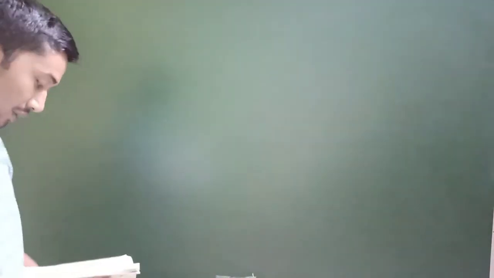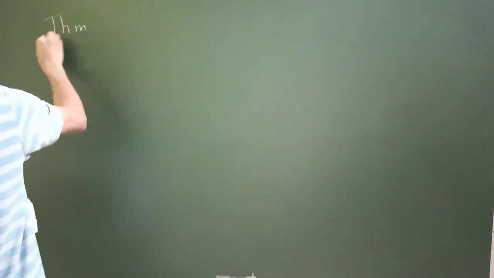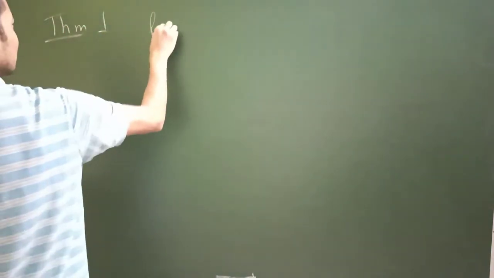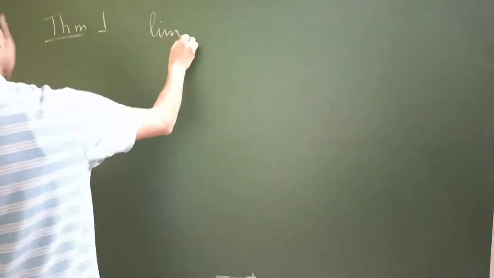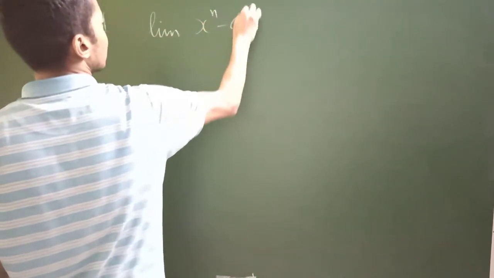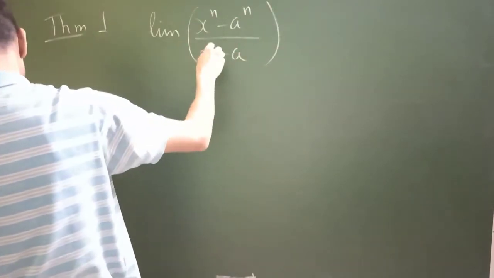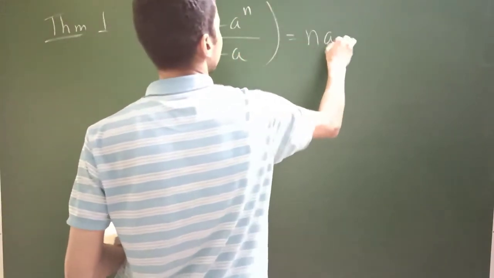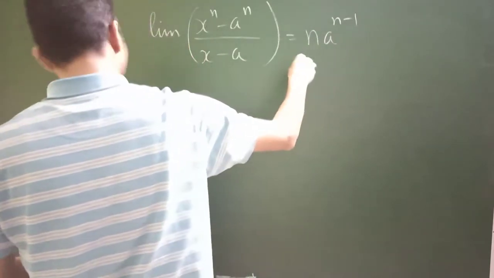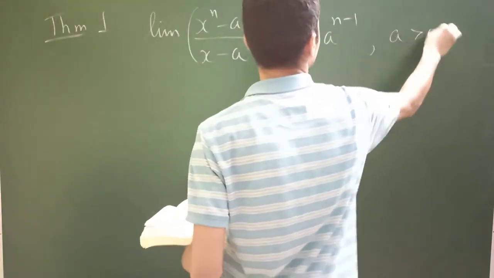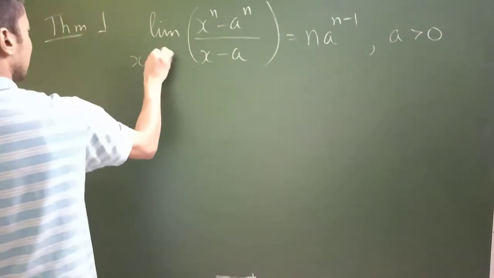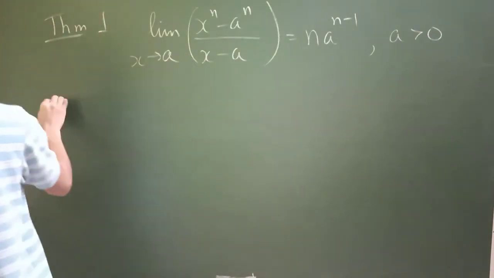Along with that, there are some basic theorems, and I would like to give you some more important ones. Theorem 1: the limiting value of (x power n minus a power n) divided by (x minus a) would be n into a power n minus 1, where a should be greater than 0, positive values, as x tends to a.